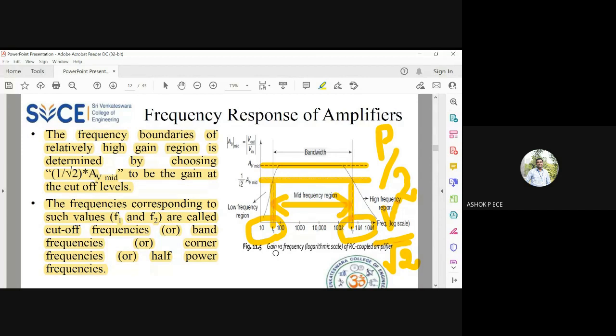Your signal will not be amplified, because at frequencies less than F1 or more than F2, the gain is going to be very, very less. So that is going to be a drawback for you. It is not going to amplify your signal effectively.